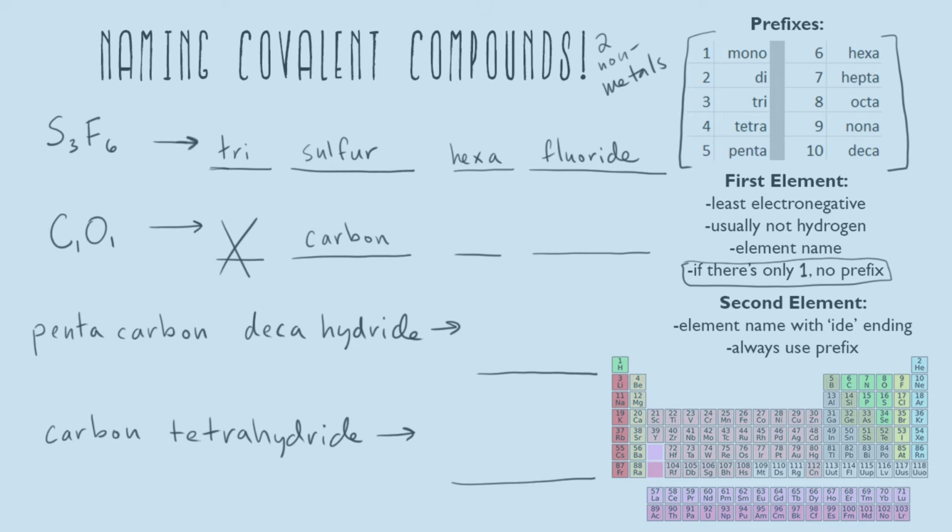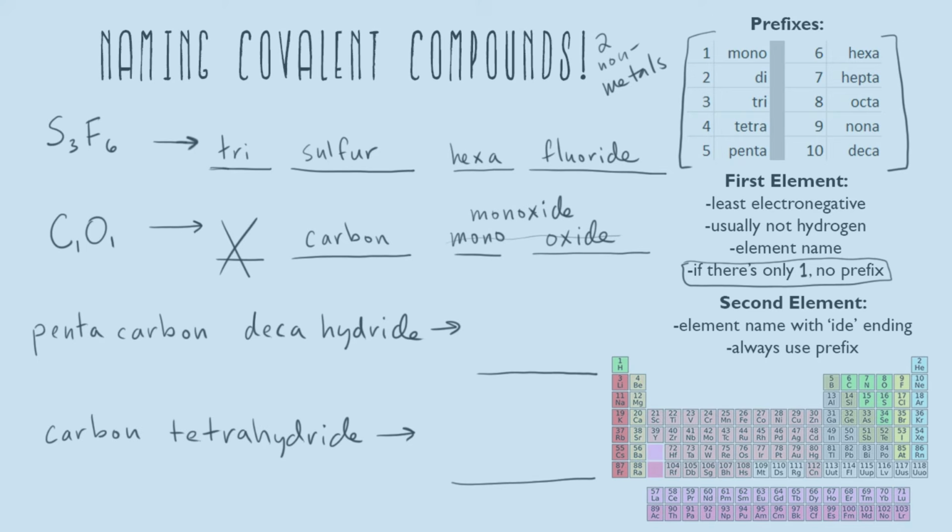And then we have our prefix. So now, no matter what, you have to use the prefix for the second element. So we are going to have to use mono. And then our element name is oxygen, and that's going to get turned into the IDE ending. So oxygen gets turned into oxide. And now you can kind of see we have this double O thing. We have mono, and it goes straight into oxide. So when it happens like this, and you have two vowels right next to each other, you can go ahead and just shorten it. So instead of monooxide, we're just going to say monoxide. So CO is the molecular formula for carbon monoxide.